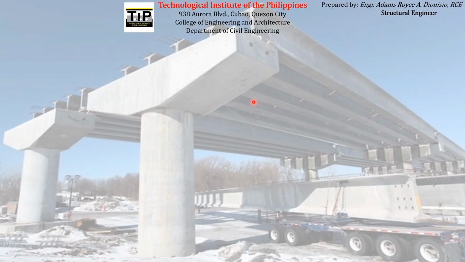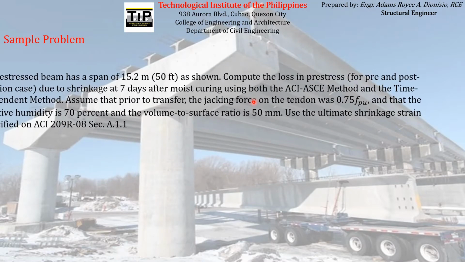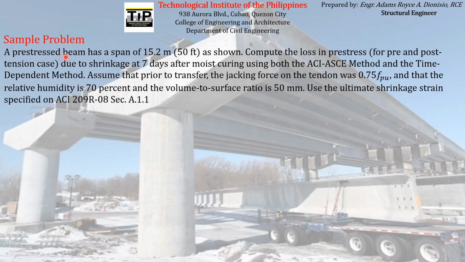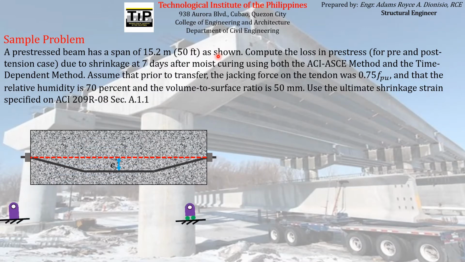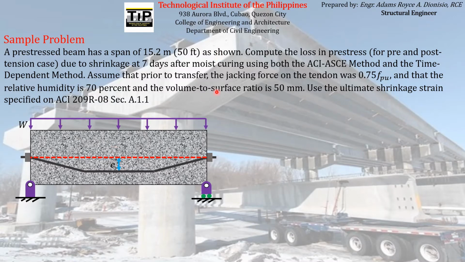So to better understand the computation of prestress loss due to shrinkage, let us apply it in a sample problem. So this is the sample problem. A prestress beam has a span of 15.2 meters or 50 feet as shown. So this is the prestress beam with a harp tendon, simply supported beam, supporting a uniformly distributed load. Compute the loss in prestress for pre and post tension case.